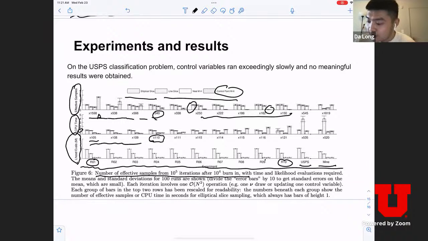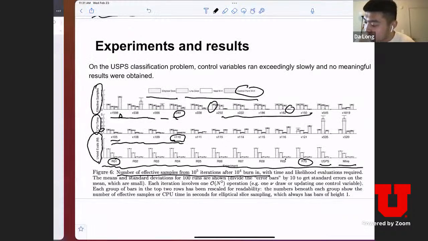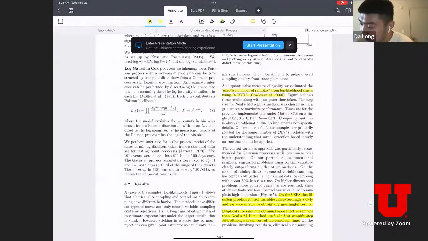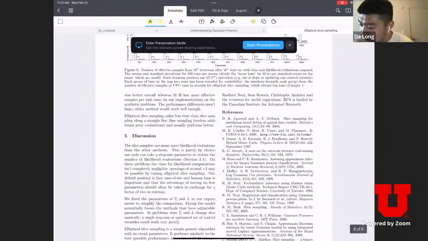And the second row is the CPU time. They also give the description about how they calculate the CPU time.